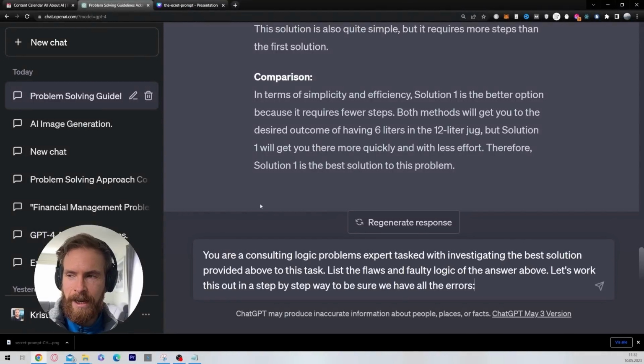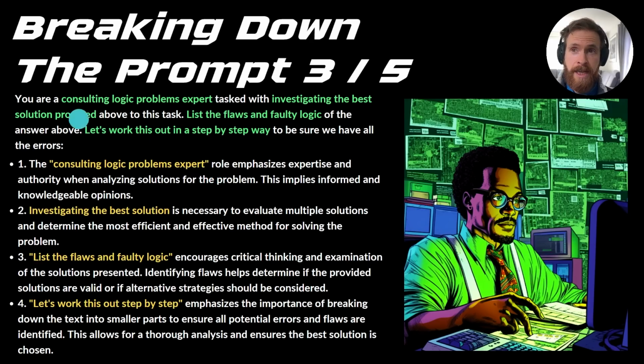So we're going to bring in a different role here and give it another task. I want to break this prompt down in the slides before we run it. The next part of the sequence is now we try to bring in a different kind of role into this prompt sequence. You are a consulting logic problems expert tasked with investigating the best solution provided above to this task. List the flaws and faulty logic of the answer above. Let's work this again in a step-by-step way to be sure we have all the errors.